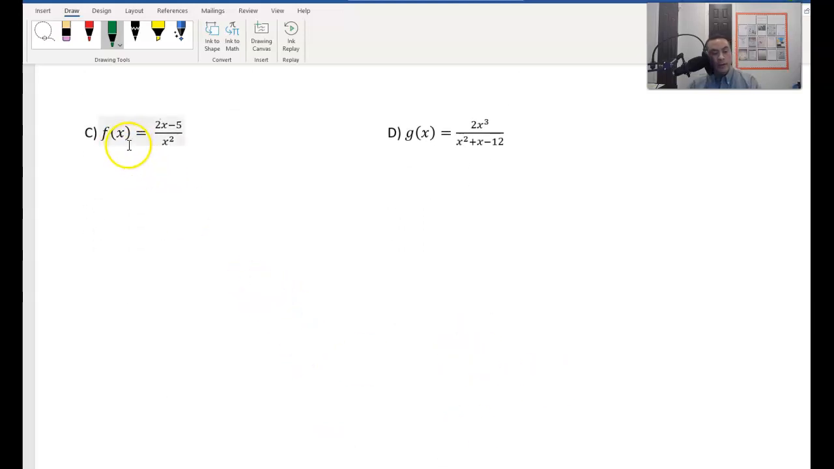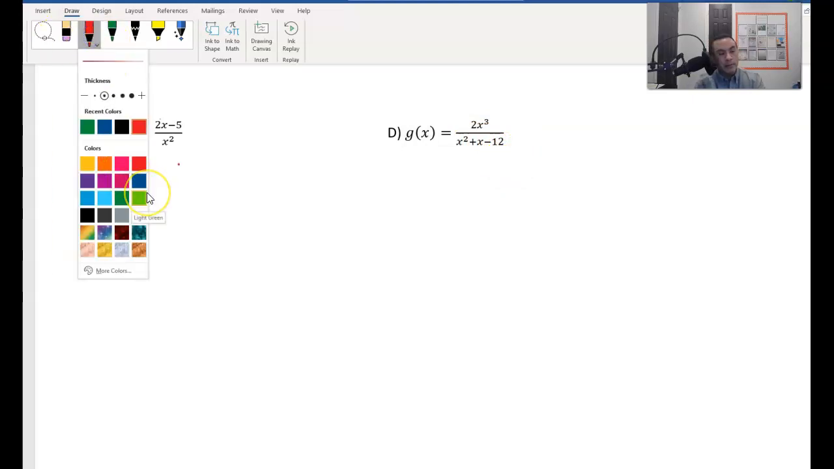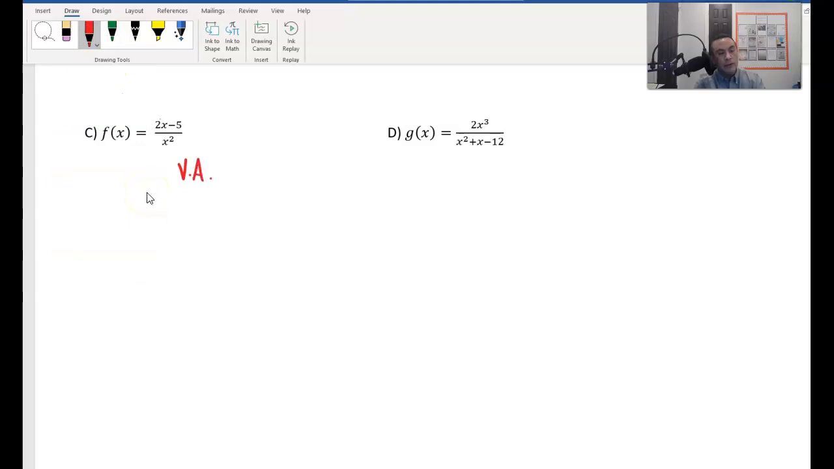Note, for example, on letter C, what can x not be? Well, x cannot be 0. So you're going to have a vertical asymptote at x equals 0. On letter D, you're going to factor that, and you're going to have 2 vertical asymptotes. So really quick, just to mention some things about these. The vertical asymptote for letter C is going to be x equals 0 because x cannot be 0, because 0 squared is 0.